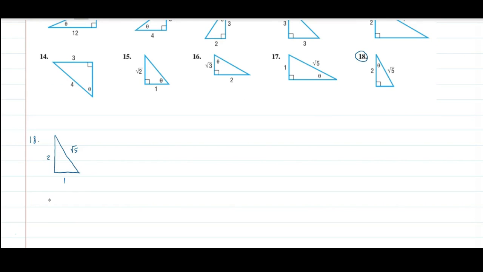So look at where the angle is. The angle is labeled as theta up here. So we're going to go ahead and find the sine of theta. The sine of theta would be opposite over hypotenuse, so 1 over root 5, and after rationalizing, that's going to become root 5 over 5. Next, the cosine of theta is going to be 2 over root 5, adjacent over hypotenuse, which after rationalizing becomes 2 root 5 over 5.